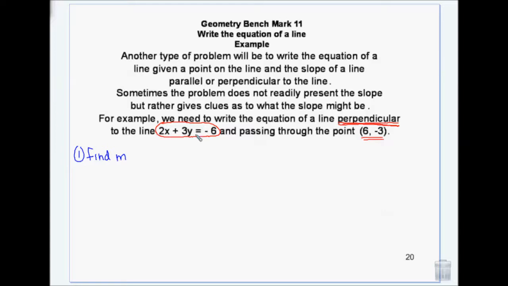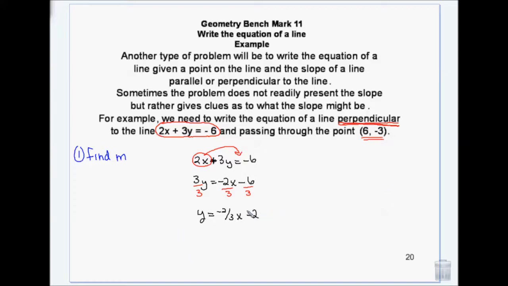So I need to take this and I need to rearrange it. I'm going to take this 2x and I'm going to move it over and change the signs. So I get 3y equals negative 2x minus 6. And I divide everything by 3, and I get y is equal to negative 2/3 x minus 2.